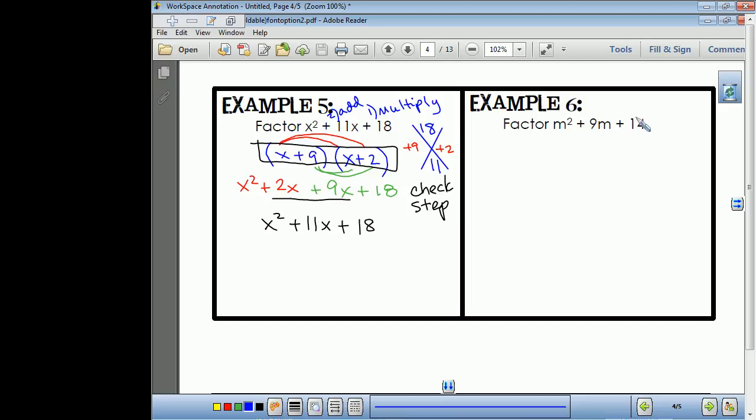Okay, so let's look at example 6. You're asking yourself, step 1, what do I multiply to get this number, that I, step 2, add to get that one. And if you like the x, you can do the x. If the x just bothers you, don't do it. So multiply for 14, add for 9. Okay. 7 and 2. Very good. We need a positive 7 and a positive 2. So this breaks down into, instead of x this time, what variable are we using? M. m plus 7 times m plus 2.